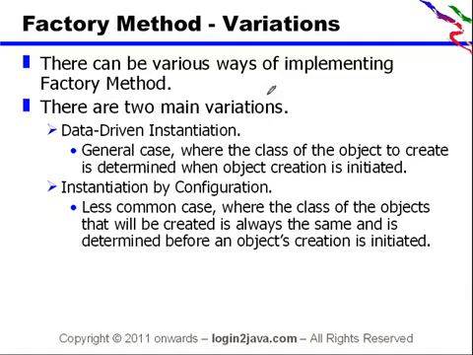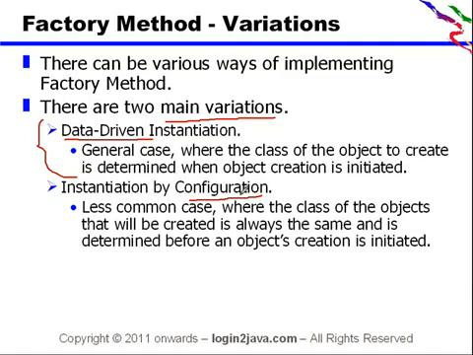Factory method variations. There can be various ways of implementing factory method. Two main variations are data-driven instantiation and instantiation by configuration. All the examples we saw till now are basically data-driven instantiation. This is a general case where the class of the object to create is determined when the object creation is initiated.